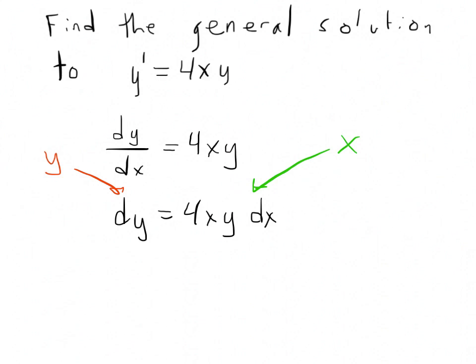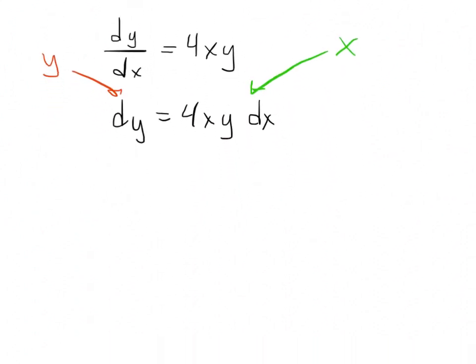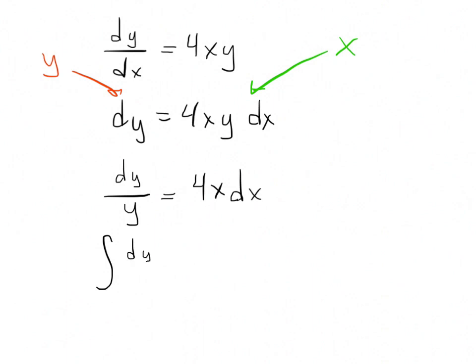And so now that we've done that, we know that we need to separate things, right? On this right side, I want to see only x's. On this left side, I want to see only y's. So the only thing that's out of place is this y. If I divide both sides by y, I'll end up with dy over y equals 4x dx. I've now separated variables, right? Step 1 was to write as dy dx. Step 2 was to multiply dx over. Step 3 was to separate variables. And now step 4 is to take the antiderivative of both sides of this equation, because I can, now that the variables have been separated.